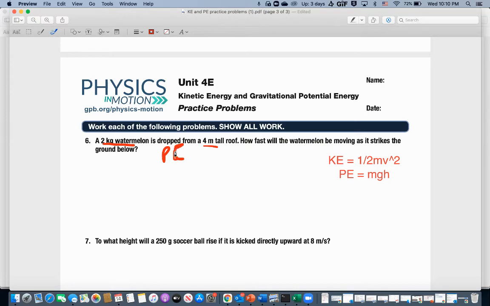And then when I find potential energy, I know that as that falls, that potential energy is going to turn into kinetic energy. That's just like how we did in the examples of converting one to another. So I'm going to go ahead and solve for the potential energy, set that equal to my kinetic, and then I can do that there, okay?